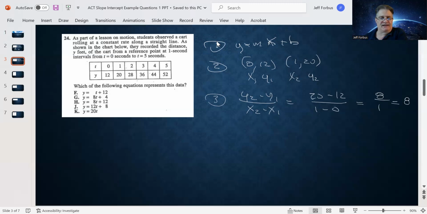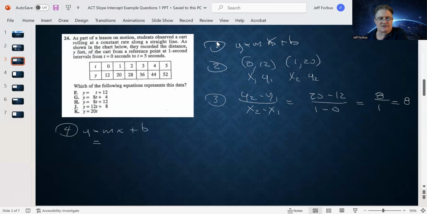So that gets rid of J, K, and F. And it leaves G and H. Okay, so let's take our slope-intercept formula. Let me put it below the picture. y = mx + b.